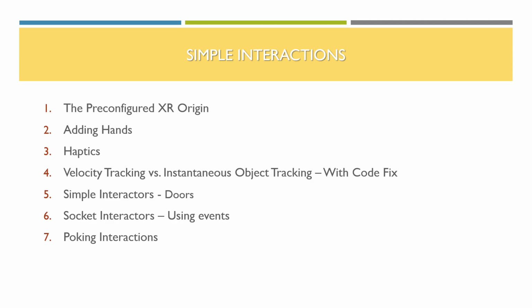Simple Interactions is the name of the game today. We'll look at pre-configured XR Origin. There is one that's built into the package I have generated for you that's better than the one I built. Adding hands into your project and how that can be useful. The use of haptics, again, making sure you're using the defaults in an appropriate way. Velocity tracking versus instantaneous object tracking, and a solution to a problem that will arise.